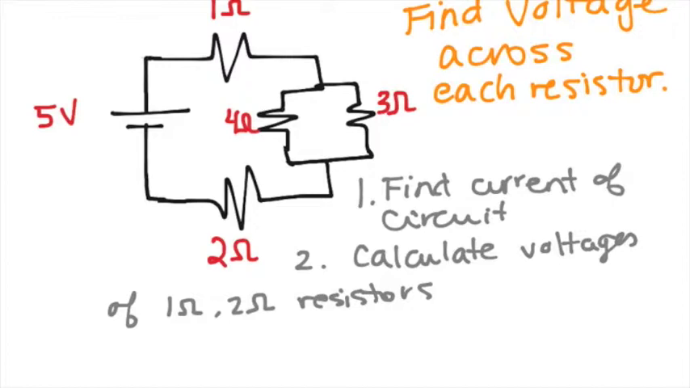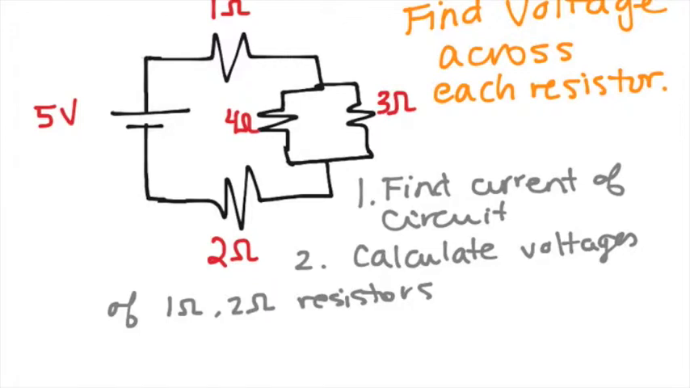So the approach that I'm going to use to solve this problem is to find the current of the full circuit, which requires us to find the equivalent resistance of the entire circuit, and then use Ohm's law along with the voltage of the battery to find the total current. Then I'm going to use Ohm's law to find the voltages of the 1 ohm and 2 ohm resistors.